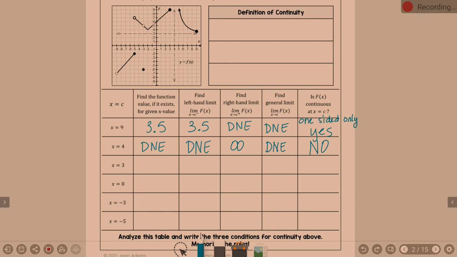Okay, 3. X equals 3. What's the function value? 9. Limit from the left. 9. Limit from the right. D and E. Are you wanting that answer? No, it makes sense actually. Okay. Now that you relook at it? Yeah. Okay. So then the general limit, D and E, because the limit from the left and the limit from the right aren't matching. Is this continuous? No. Okay. Right there, it's not continuous because the graph doesn't connect from both sides.